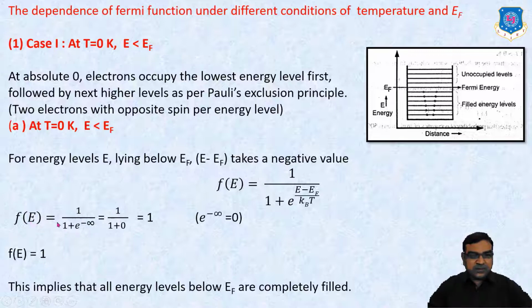So the function f(E) is equal to 1 by 1 plus e raised to minus infinity, and e raised to minus infinity is equal to 0. So 1 divided by 1 plus 0 is equal to 1. So here the function f(E) is equal to 1. This implies that all energy levels below EF are completely filled. So below this level EF, the energy levels are filled.